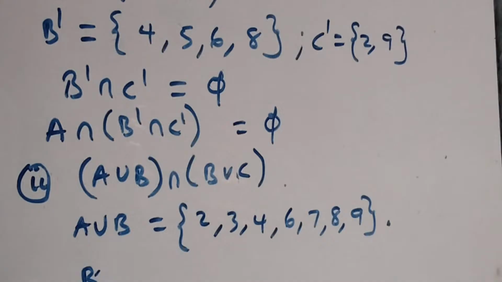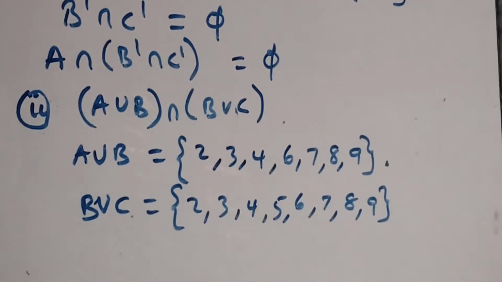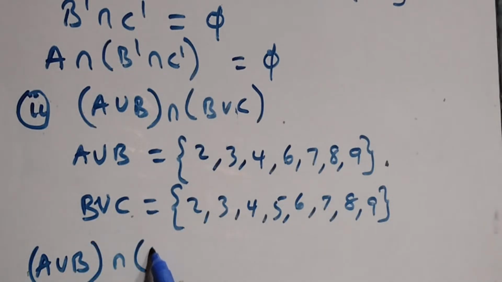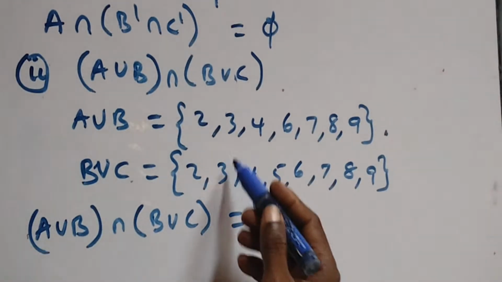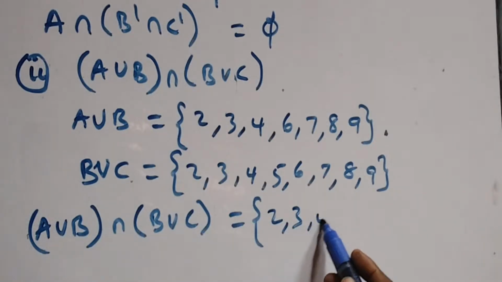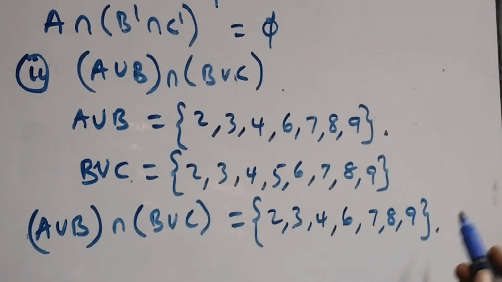Also, B union C, combine B and C. So we have 2, 3, 4, 5, 6, 7, 8, 9. So now we can find A union B intersection B union C. So this will now be the intersection. What is common between these two? So we have 2, 3, 4, 6, 7, 8, 9. And that is all about that particular question.